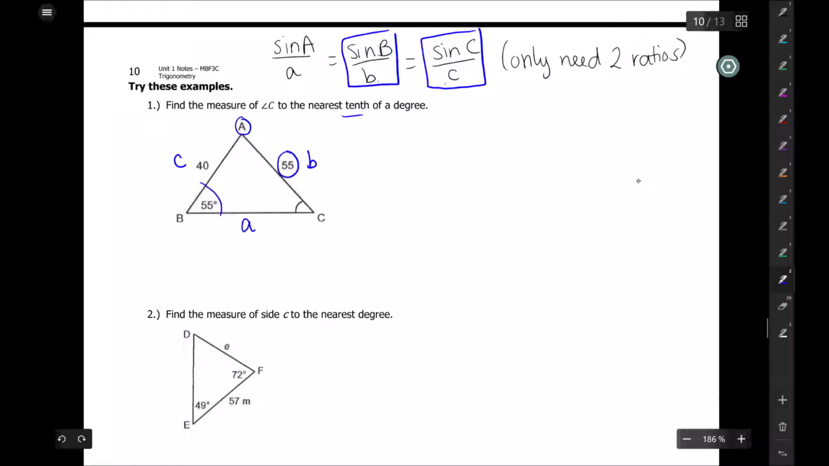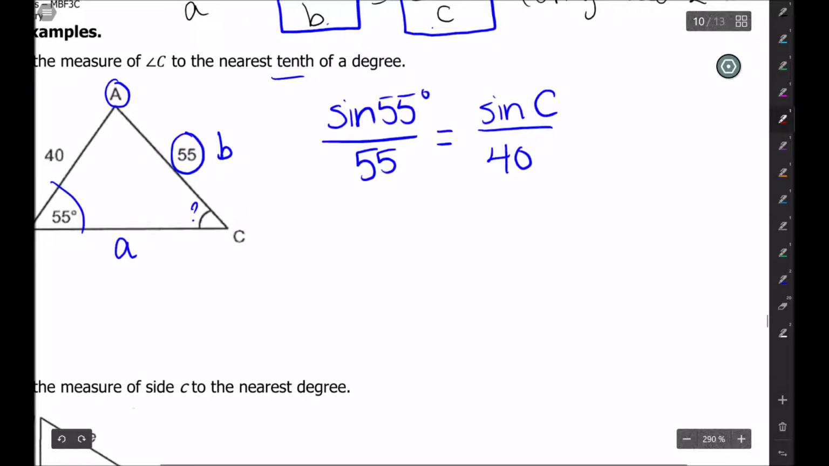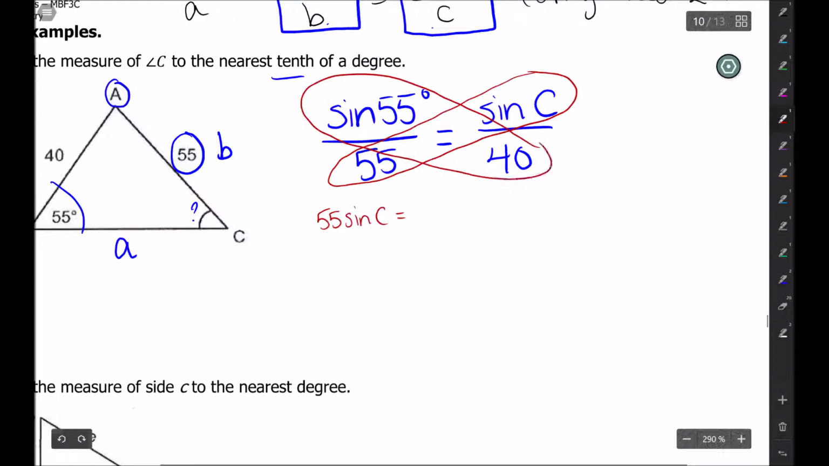We're going to say the sine of B, but this time we know that B is 55 degrees. So the sine of 55 degrees over the side length of B, which is 55, is equal to the sine of C. This is our unknown, so we're going to say sine of C over 40. Now our goal is to get that C alone. If you remember, whenever we have a proportion, we always cross multiply in order to solve. So when I cross multiply, it's 55 times the sine of C is equal to 40 times the sine of 55.